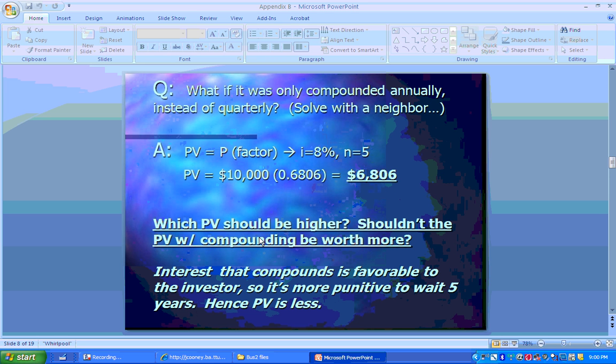Okay, so when you compound, you make more interest. It's effectively a higher interest rate because it's 2% 4 times a year. If you do that math, it actually turns out to be more than 8%. So you get a little exponential growth there. So this is the correct answer, okay? The interest that compounds is favorable to the investor, so it's more punitive to wait 5 years than if there was no compounding, like in this example, okay?